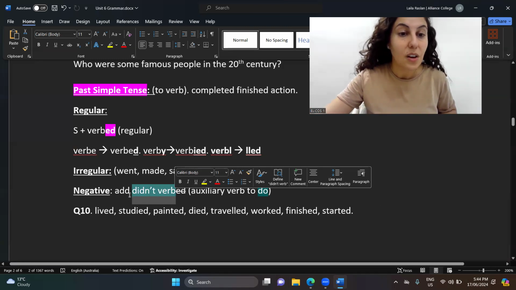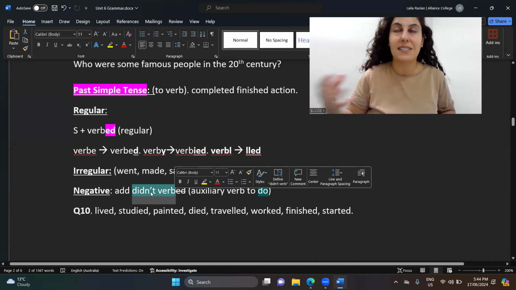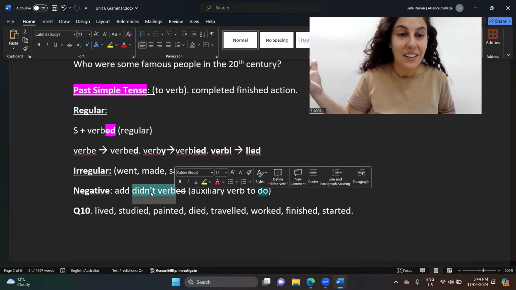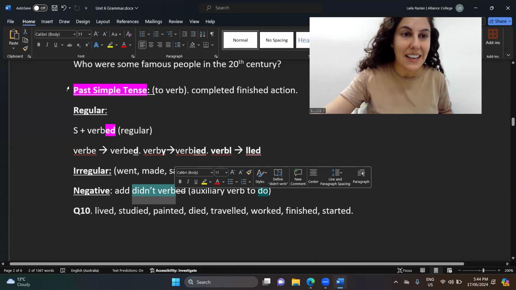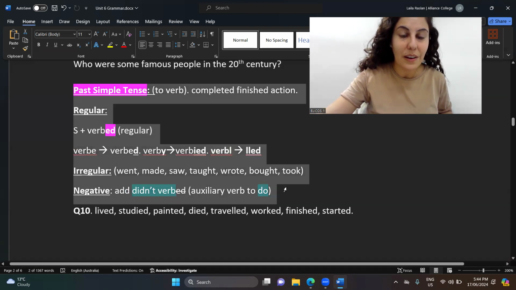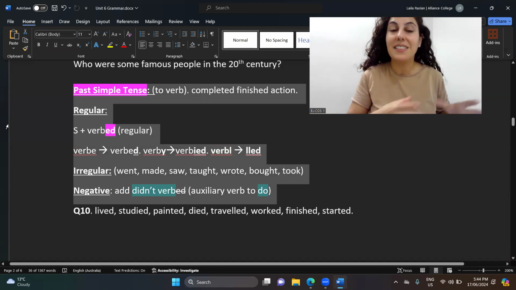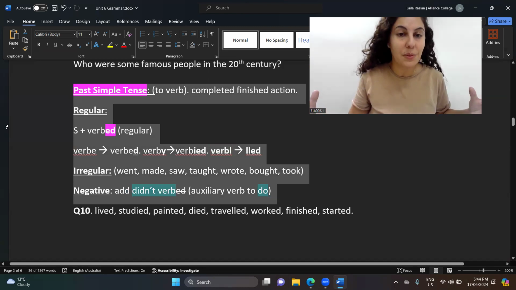So in the negative, we don't just add not, but we add didn't. And it's the same for all subjects. I didn't, you didn't, he didn't, we didn't, they didn't, you all didn't. Okay, so that is how we use our action words in the past. It's called the past simple.